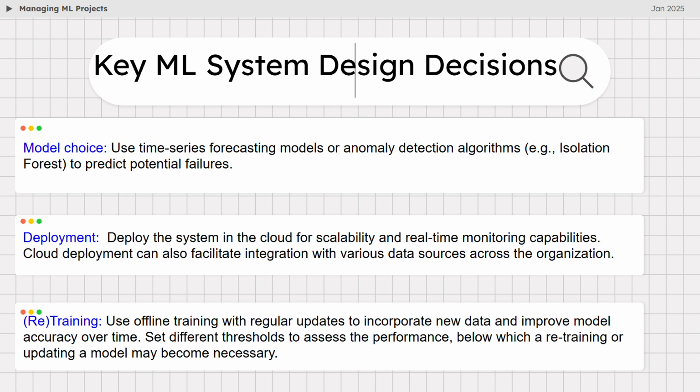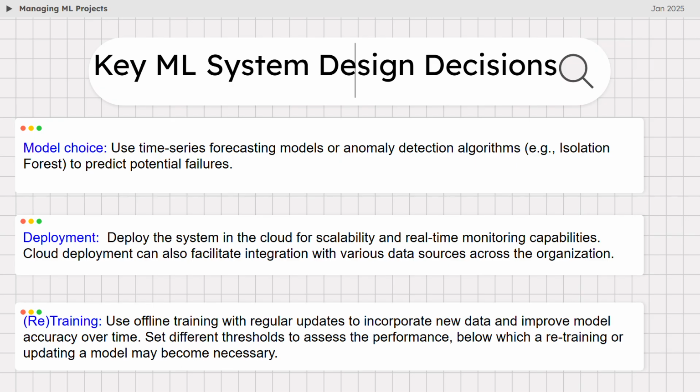So, design decisions, model choice. We can use time series forecasting models or anomaly detection algorithms such as isolation forest to predict potential failures. It is often a combination of things that might result in something going down. There could be many algorithms, but these are the things that come to me as model choices. Then we deploy the system into the cloud for scalability and real-time monitoring. Most organizations today deploy over cloud, so cloud deployment can also facilitate integration with various data sources across the organization.